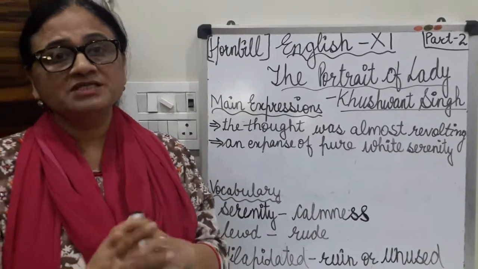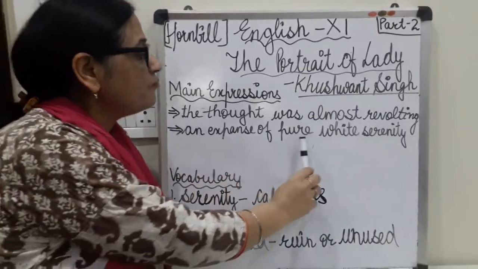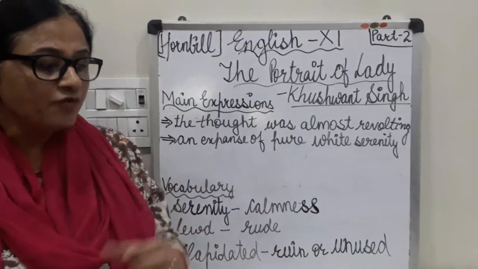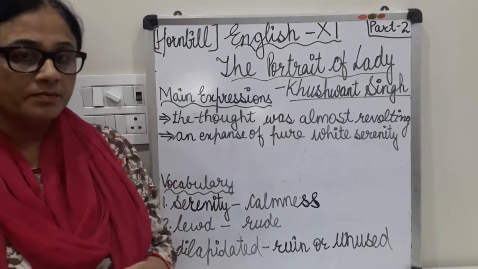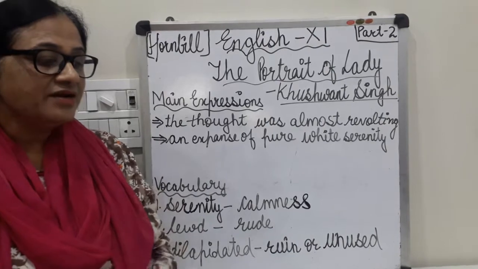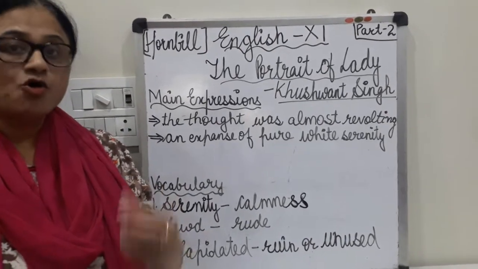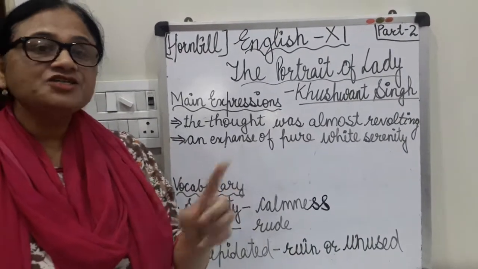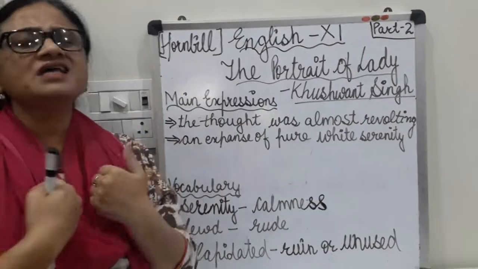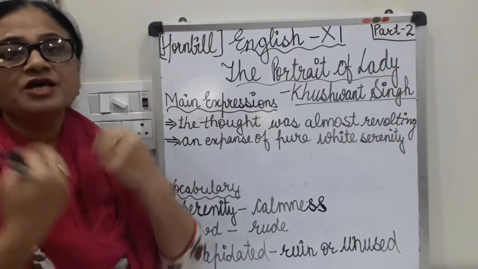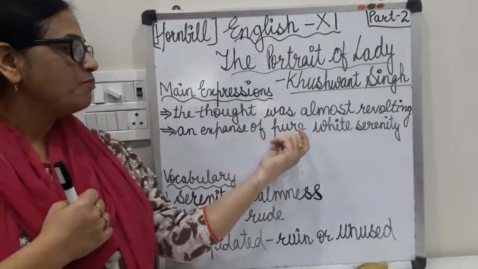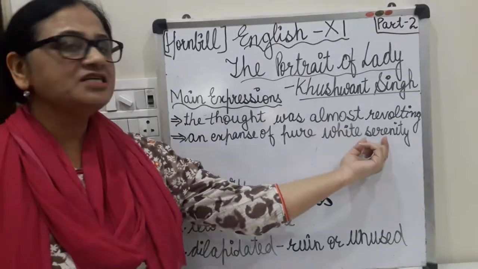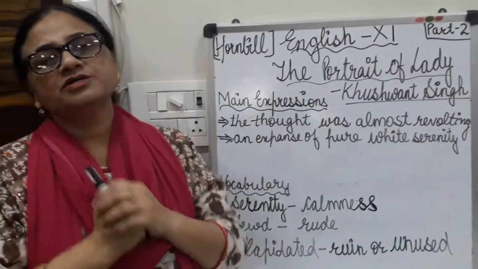That's why, students, this expression, an expanse of pure white serenity, comes over here. Here, an expanse of pure white serenity refers to calm, peaceful and serene character or conduct or behavior of the author's grandmother. As I told you that she never complains. She accepts the things as they come. That's why she was called the expanse of pure, that was totally soul, white, clean and serenity, calm and peaceful, the lady she was.